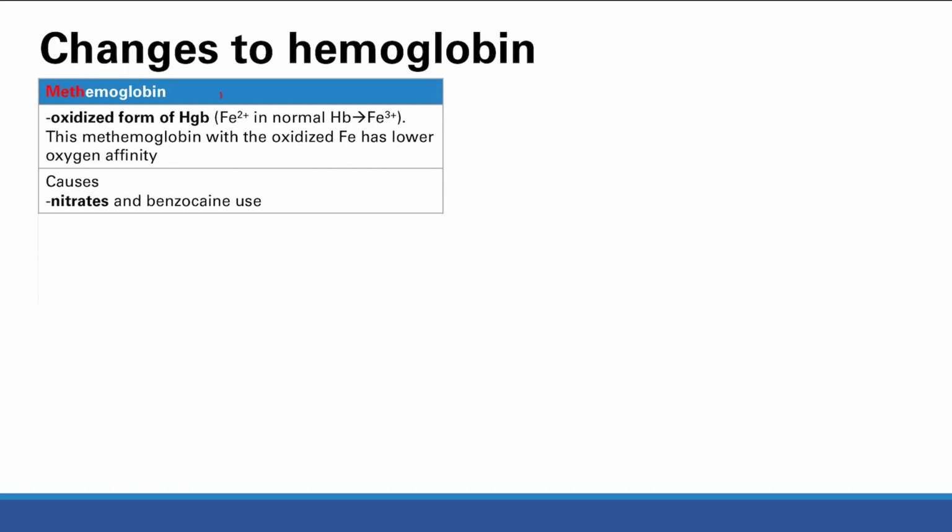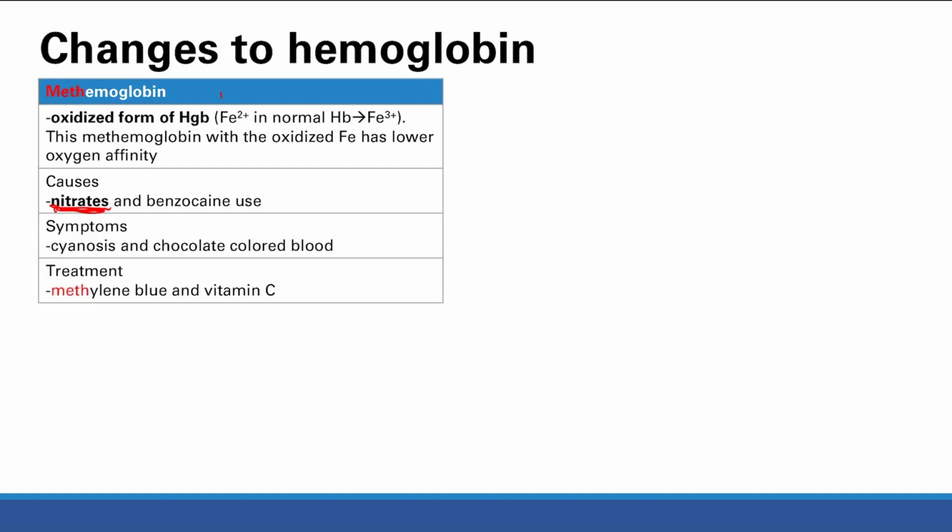Causes of this change in hemoglobin can include nitrates and benzocaine use, especially nitrates. Nitrates are the most common. So symptoms here, if you have lower oxygen affinity, you're not carrying around as much oxygen: cyanosis, and chocolate-colored blood. Because you don't have enough oxygen, it makes your skin look a little blue and your blood looks like that. You need more of that oxygen to get that bright red-looking blood. Now, the way you treat this is methylene blue and vitamin C, and methylene blue is easy to remember because it's methemoglobin. So treat methemoglobin with methylene blue.